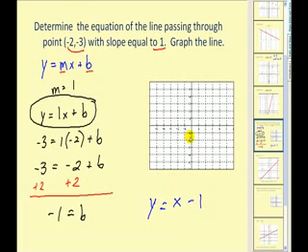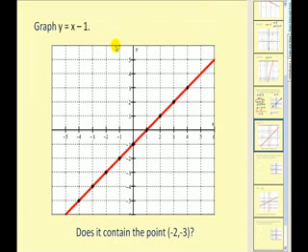We have a y-intercept of -1, and we have a slope of +1. Well, if our slope is +1, the first thing I would do is make it into a fraction. So I know from here I can go up 1, right 1, up 1, right 1, and so on. The line would look like this. We should make sure this line does contain the point -2, -3, and we see that here. So our work is correct.